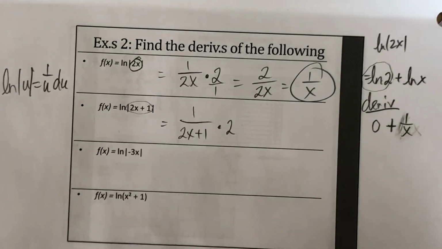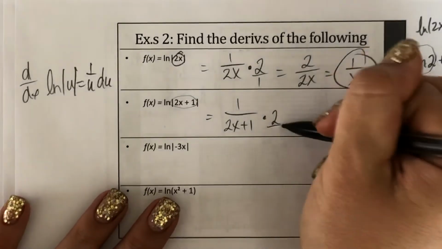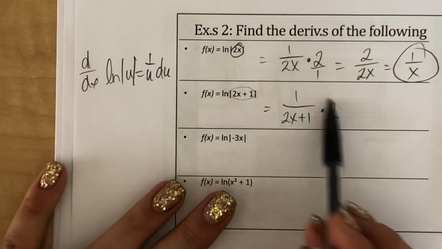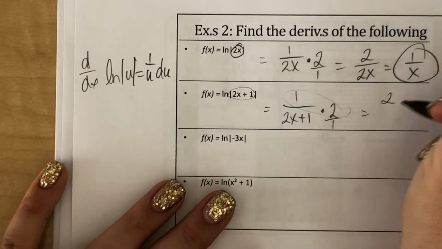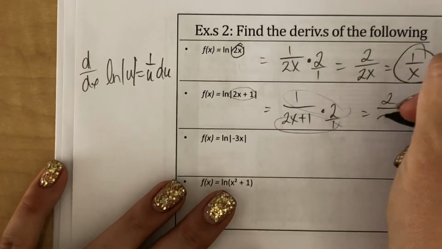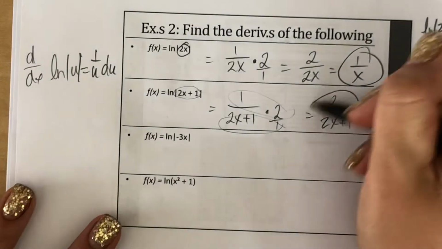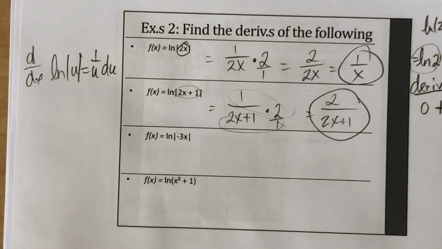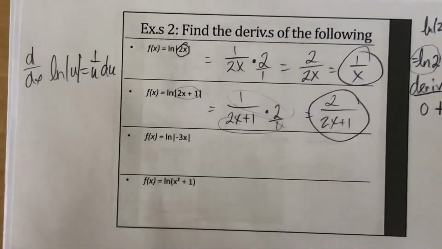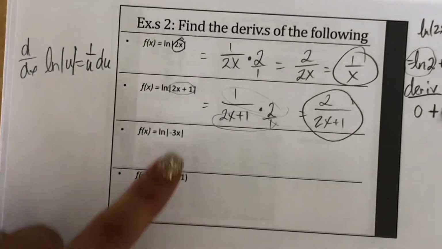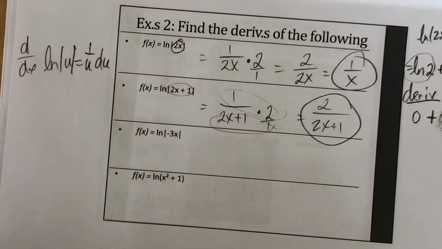Crazy. Okay, this one, let's see how it simplifies. I'm going to put this over 1, multiply the tops, so 2, multiply the bottoms, 2x plus 1. You cannot simplify this. Okay, so please do this one.